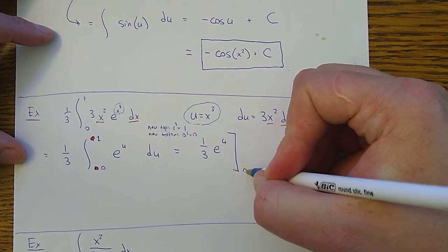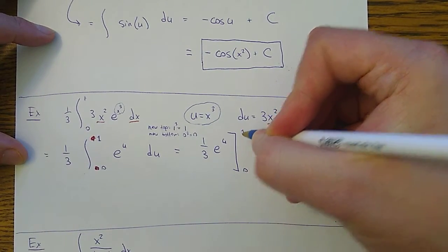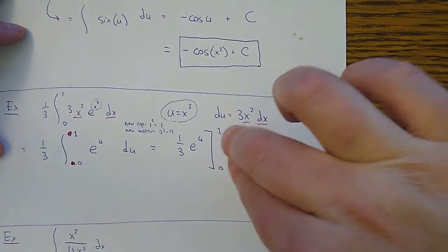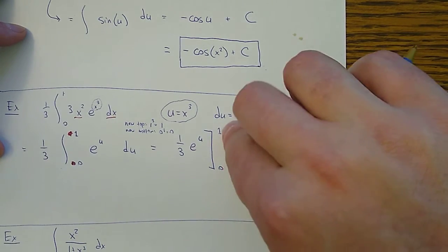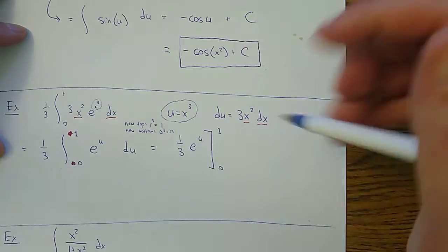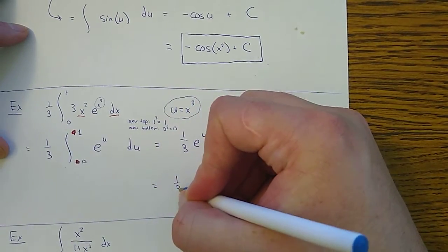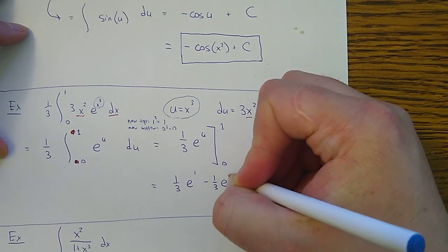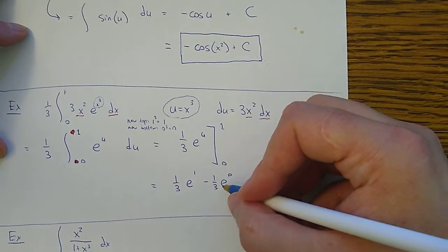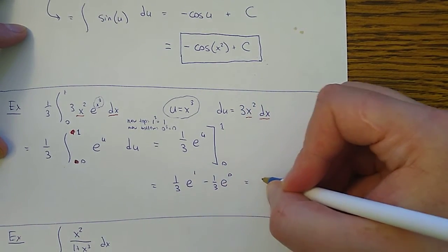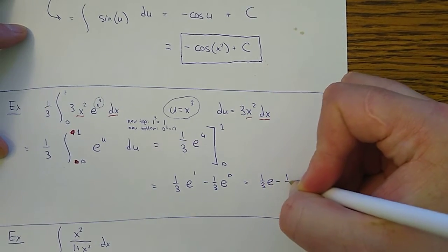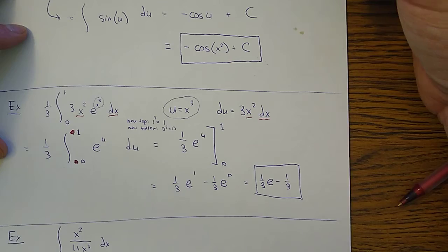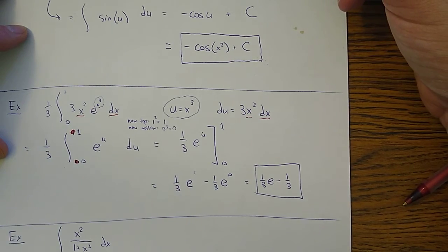Anyway, I get to this point, and now I'm just going to plug these numbers in directly for u. 1/3 e to the 1 minus 1/3 e to the 0. e to the 1 is just e, e to the 0 is just 1. So I get 1/3 e minus 1/3. Okay.